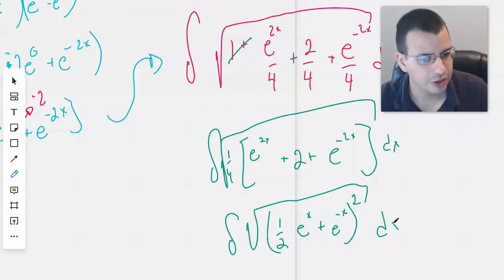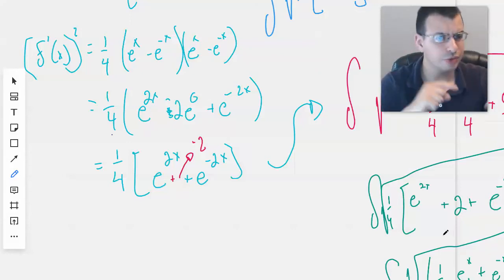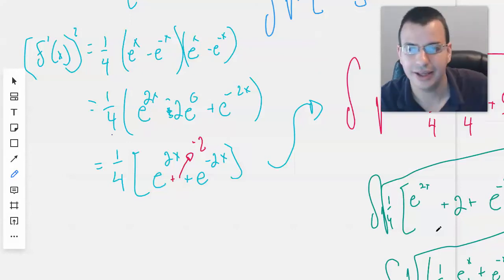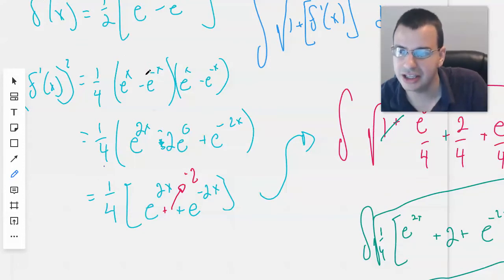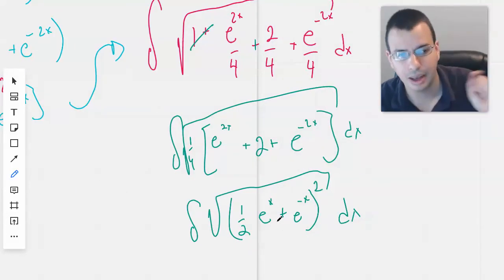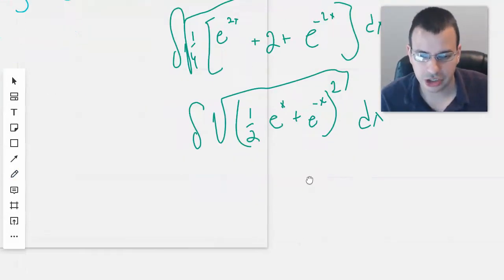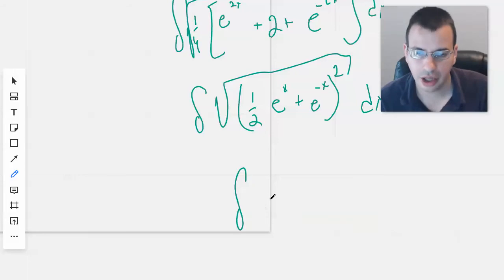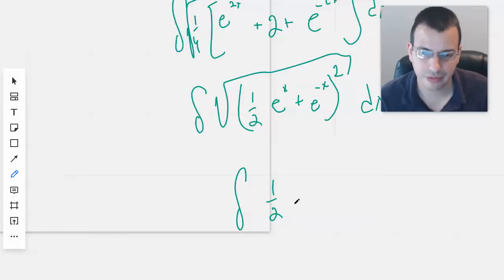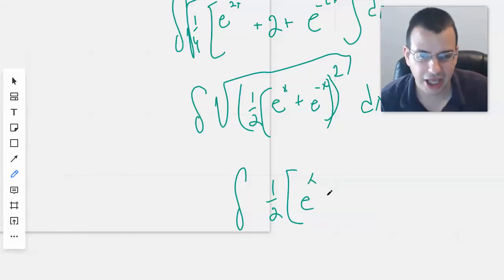So remember the foiling we did earlier up here where we got this 2e to the 0 term? If we go backwards, we'd get the same thing, except instead of having this e to the x minus e to the negative x, we're going to get e to the x plus e to the negative x. And since it's squared, we can then do the square root of it. Pretty straightforward. So we just have 1/2 quantity e to the x plus e to the negative x dx.